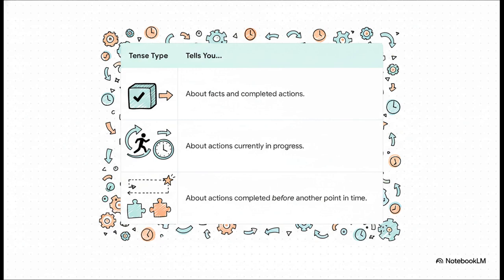And this final table just boils it all down perfectly. Simple tenses, they're for facts. Continuous tenses, they put you right in the middle of the action as it's happening. And perfect tenses are all about actions that are completed before some other point in time. That's it. That's the entire toolkit.